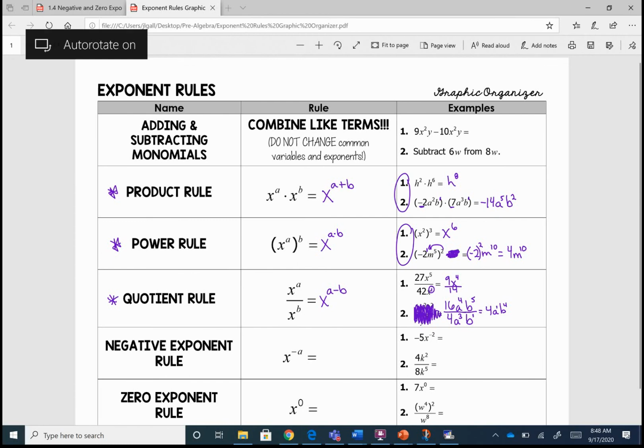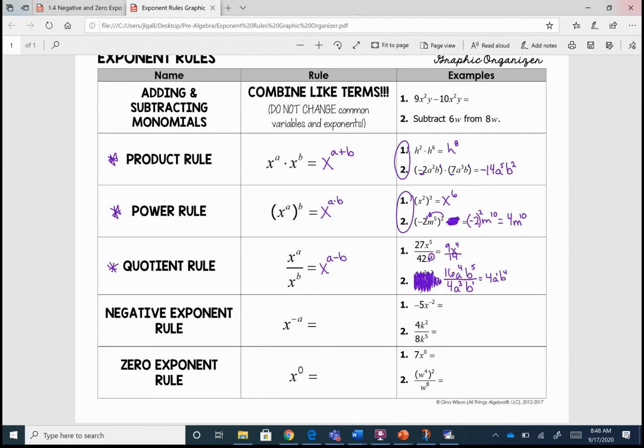Let's wrap up here. Our graphic organizer. Let's add some notes. All right, let's look at the negative exponent rule first.